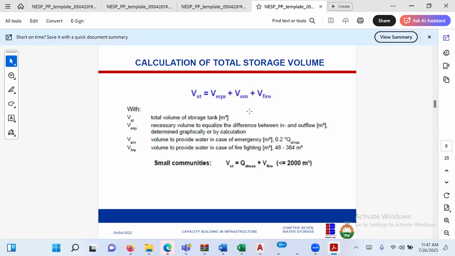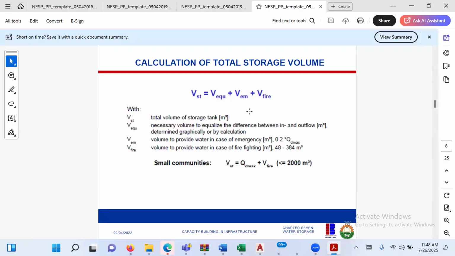Then for the volume of your storage tank, the volume is made up of three parameters: equalizing volume, firefighting volume, and emergency volume. Then that is what makes up your storage volume.